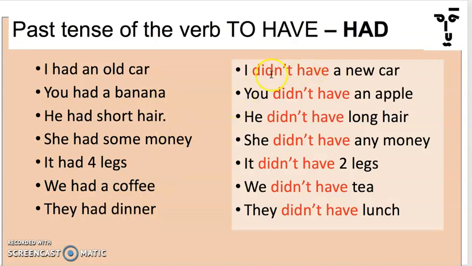And if we want to say negative, I didn't have a new car. You didn't have an apple. He didn't have long hair. She didn't have any money. It didn't have 2 legs. We didn't have tea. They didn't have lunch. And that's how to make the past tense of the verb to have, which then becomes had.